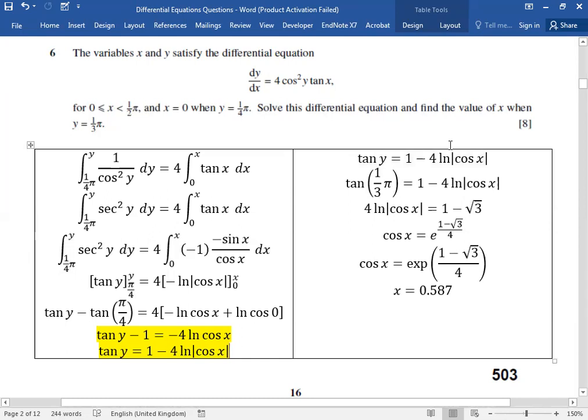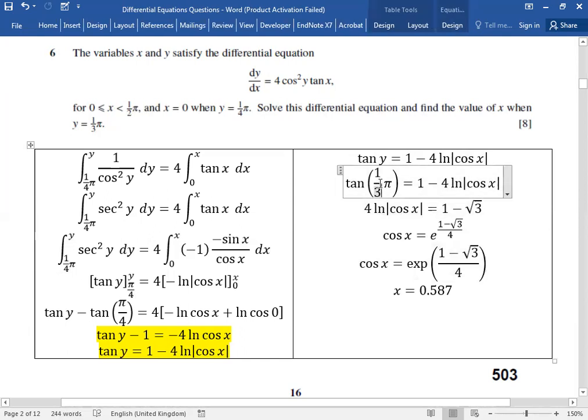The question is not asking you the exact answer, but I have always urged you to understand how to get exact answers so that when you're required to do so, you can easily do that. Tan of pi by 3 is what? Under root 3.